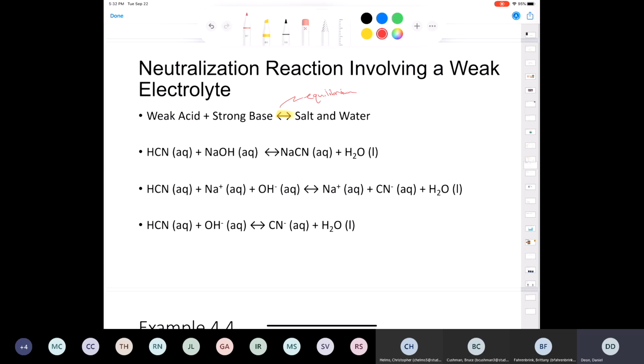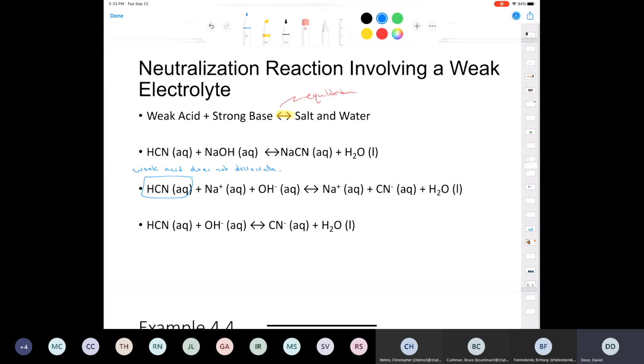We get sodium cyanide plus water. We break everything apart into its ions. I didn't do it here, though, did I? That's not good. Anyhow, it doesn't dissociate, though, right? Why does it not dissociate? It doesn't dissociate because it's a weak acid, and so we don't draw it as dissociating, okay? So let's make a note of that: weak acid does not dissociate in our total ionic equation.